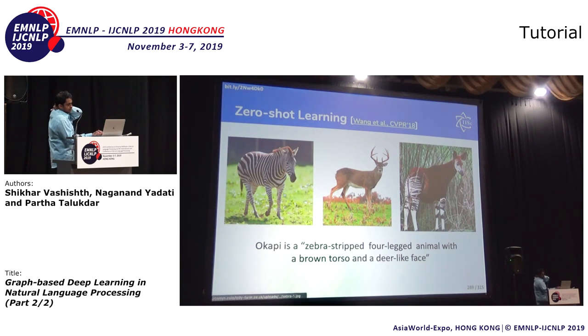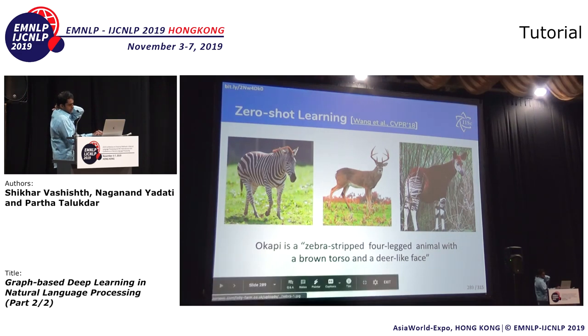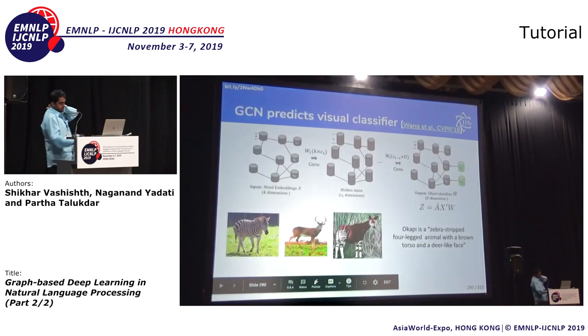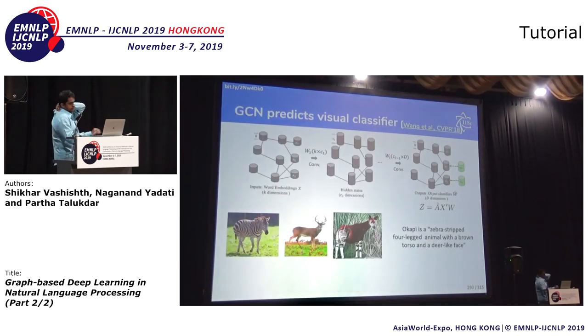So the model has to figure out that this is an okapi image by looking at zebra and deer images and also some metadata like this textual description, right? So GCN has been useful for this problem of zero shot learning.